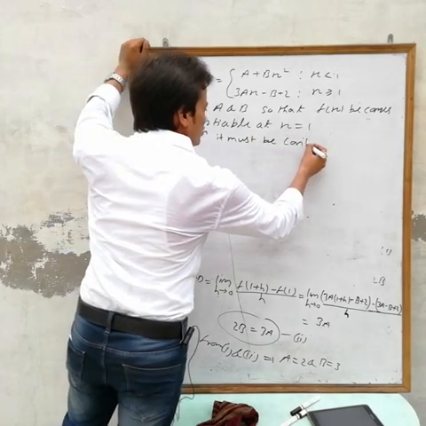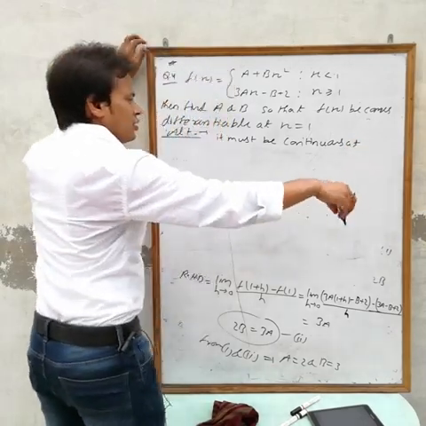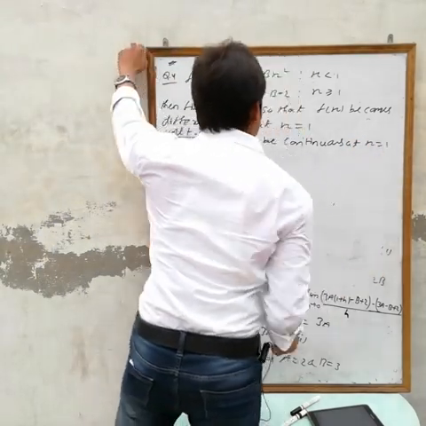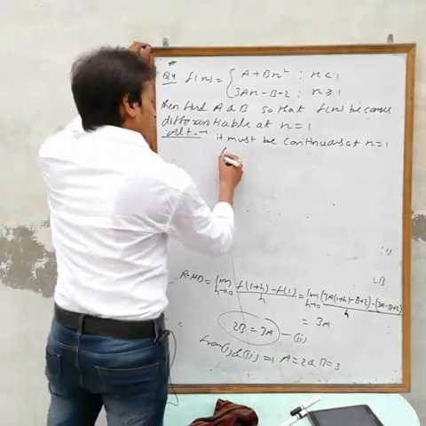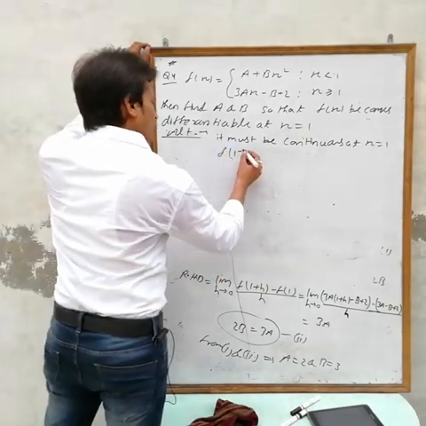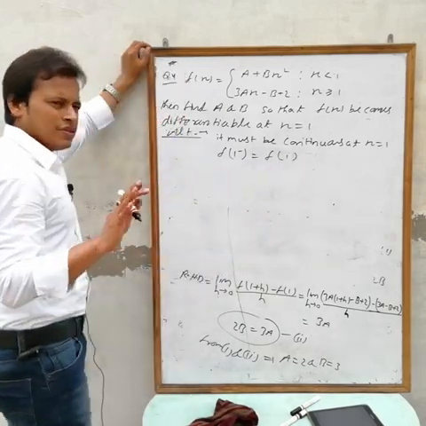Be continuous at x equals 1. Okay, continuous, then LHL must be equal to RHL must be equal to f(1). So I can say that f(1 minus) LHL equals f(1). These two must be the same now.